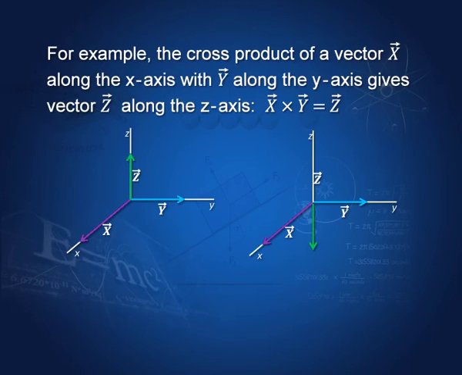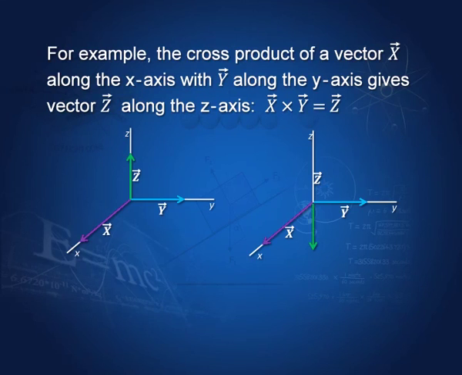Here I have shown x and y, and if I rotate a screw, or imagine rotating a screw from x to y, you can see from the motion of my hand that the screw will go up. Therefore, the vector product of vector x and vector y is a vector in the positive z direction.